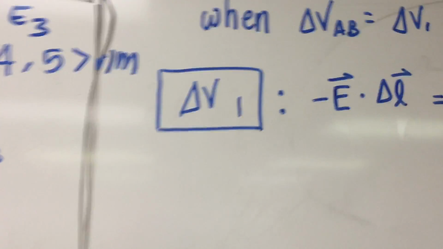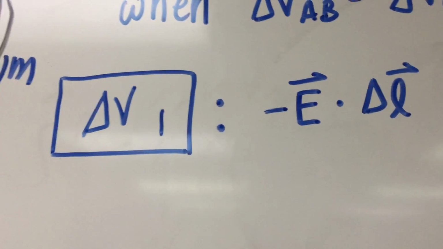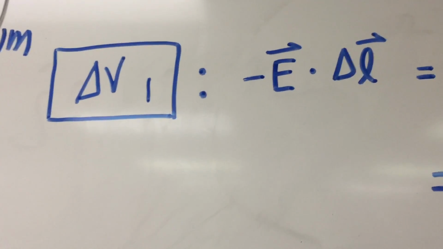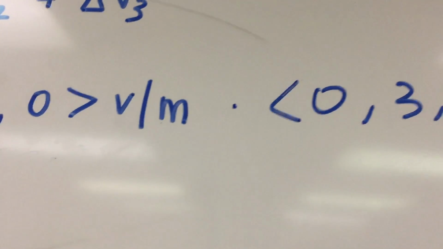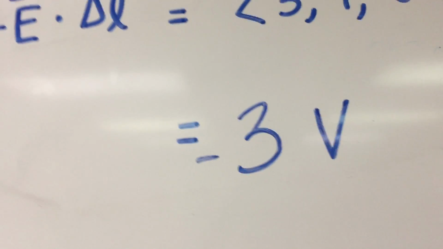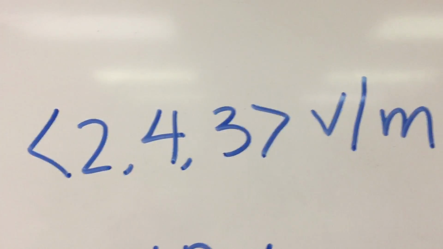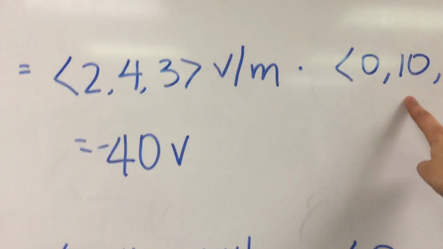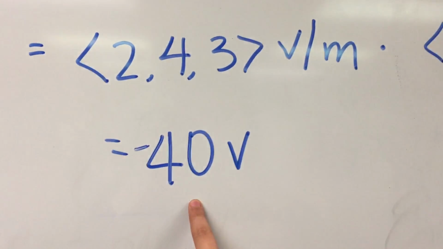So the first thing I'm going to do is go to my equation. The equation for my delta V is the negative electrical field dot product with the change in distance. So I have my electrical field dot producted with the change in my distance, and then I get a negative 3 volts. And then for my second component, I do the same thing. I have the electrical field, and I have that dot producted with another distance, which is going to be my E2 over here, and that gives me negative 40 volts.